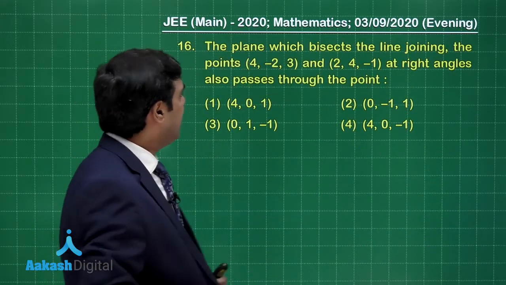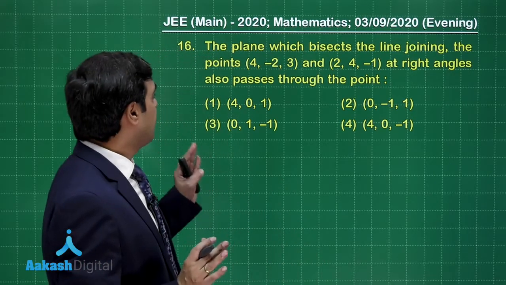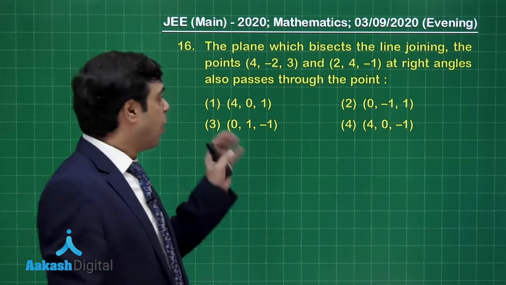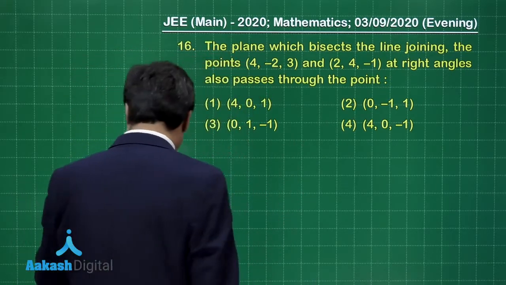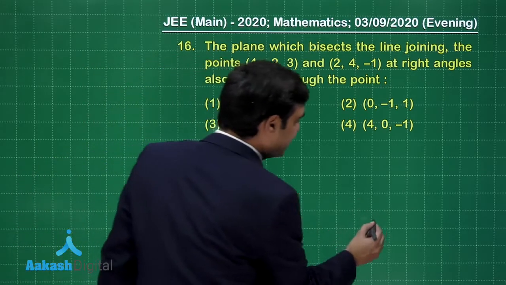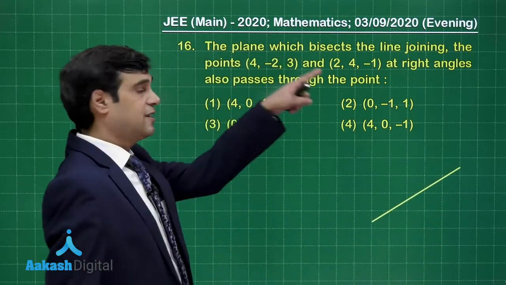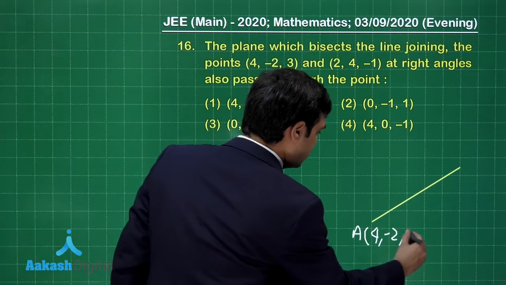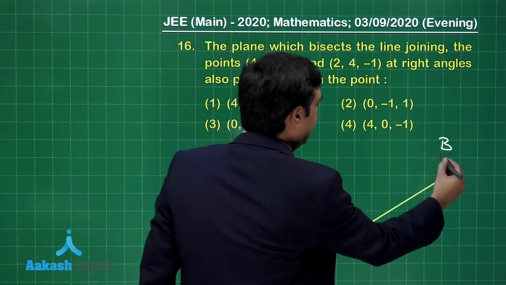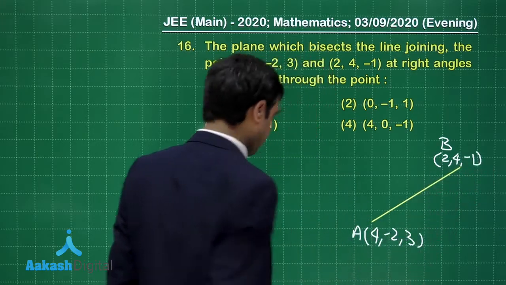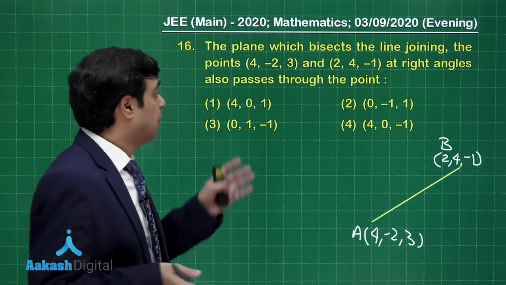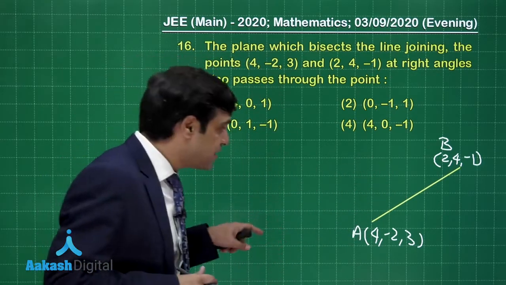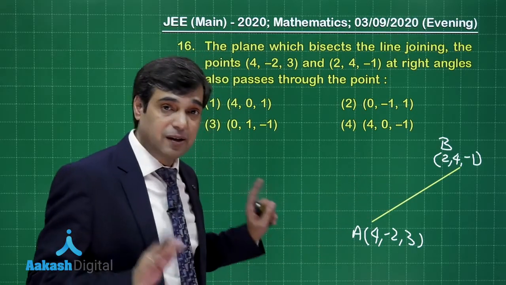The plane which bisects the line joining points 4, minus 2, 3 and 2, 4, minus 1 at right angles also passes through the point. Simple one. If you talk about the geometry, the question is saying there is a line joining these 2 points, which are, say, A (4, minus 2, 3) and B, say, (2, 4, minus 1). Now a plane is passing through the midpoint and it is cutting it at right angles. So obviously the ratios of normal are obtained by line AB. This point is pretty clear.